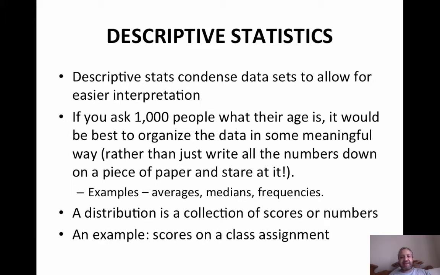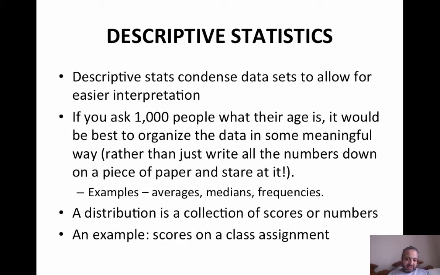And it doesn't make any sense, especially if it's a large number of numbers, right? If it's a big distribution, like if you were to ask 1,000 people what their age is, that's a pretty big distribution. 1,000 scores, right? 1,000 numbers. And if you're just looking at it, it's not going to make any sense to you at all. It's just a bunch of numbers, right? So what you should do is you should turn at that point to descriptive statistics, which help you organize the data in a meaningful way.